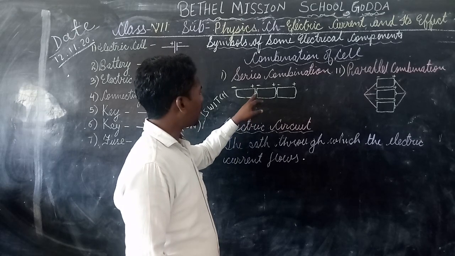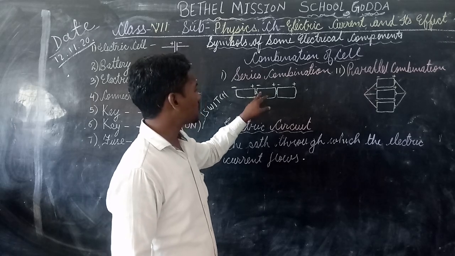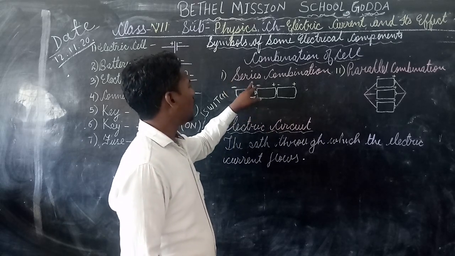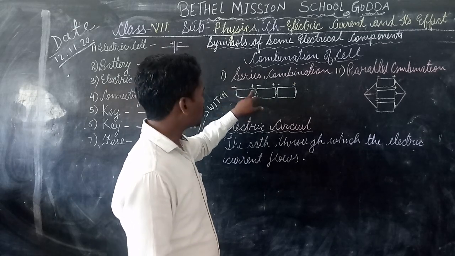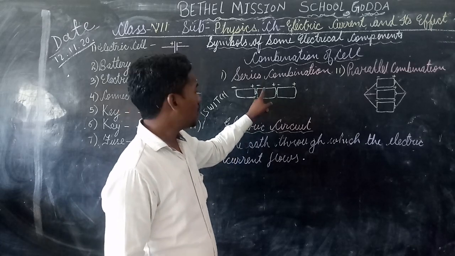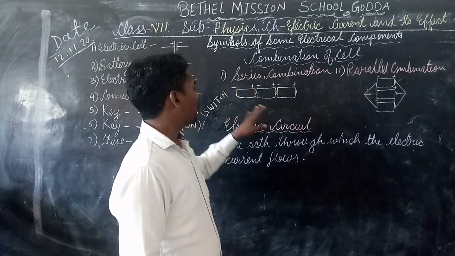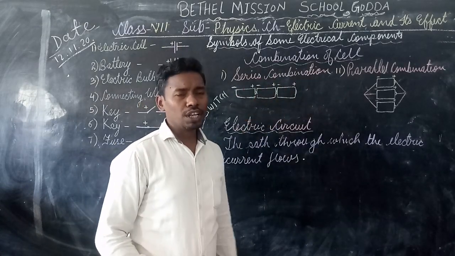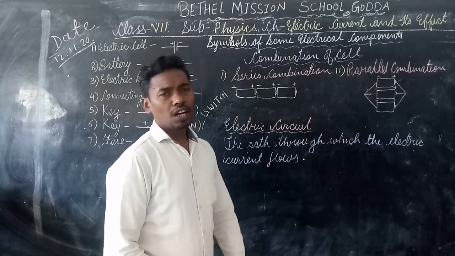The head of one battery is touching the tail position of the other battery. We know that the head position is the positive terminal and the tail position is the negative terminal. So you can see that the positive terminal of one cell is connected to the negative terminal of the other. When the cells are arranged in this way, it is said to be a series combination. The positive terminal of one cell has to be connected to the negative terminal of the other.